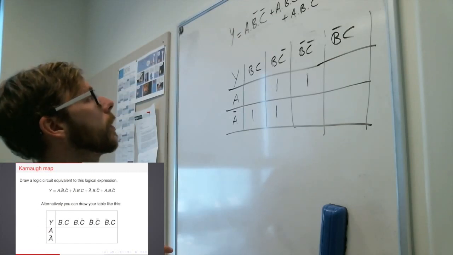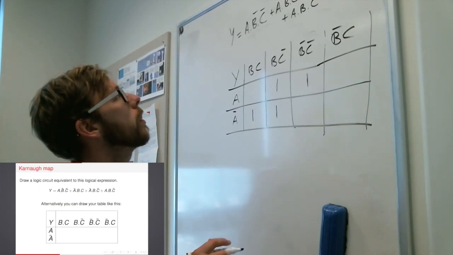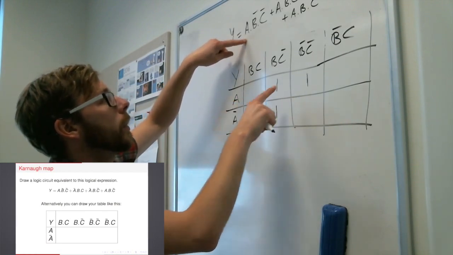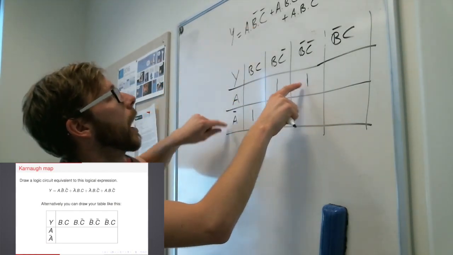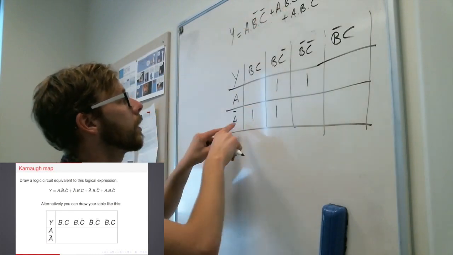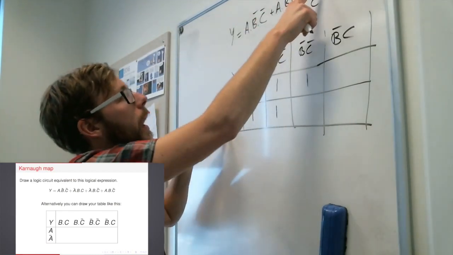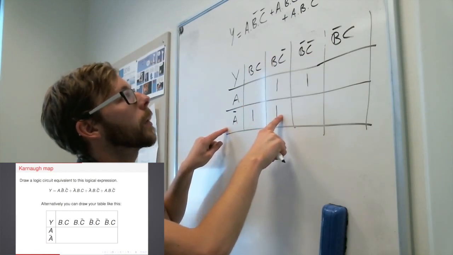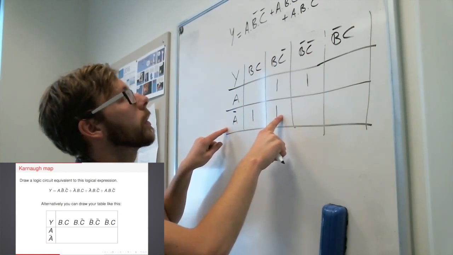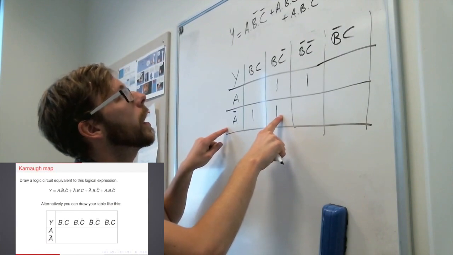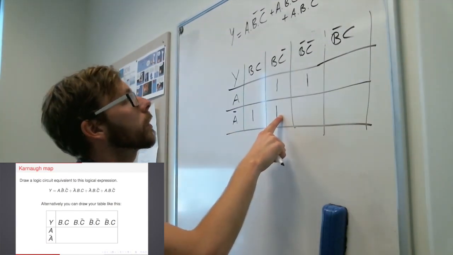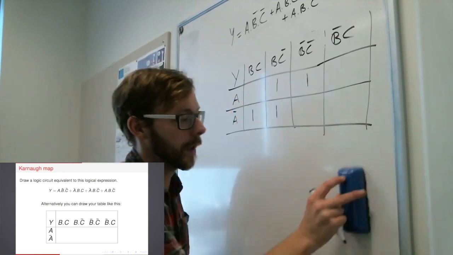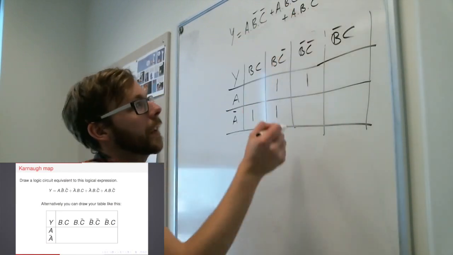Sorry, I've got one of those earlier ones wrong, so let's just check that again. A, not B, and not C, that's that one. Not A, B, and C. Not A, B, and not C, which is that one. And A and B and not C. No, that is correct. Sorry, got myself confused because of that C there.